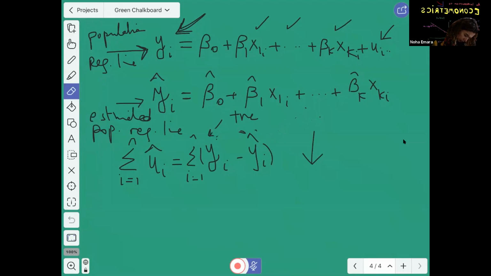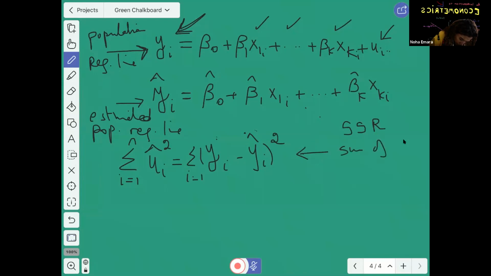And let me just remove all the mess I have here. Then you can make your life easy and say, I know that this gap can be positive or negative, so I would be better off having a squared difference. And we call this one, and this is very important, the sum of squared residuals. Some textbooks actually call it the sum of squared errors.